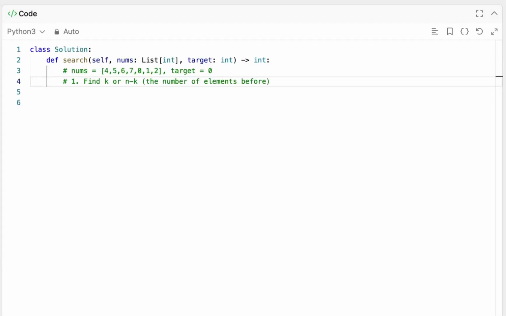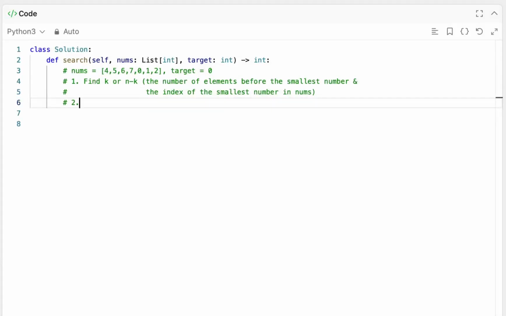before the smallest number, and also the index, because if I have n minus k elements here, 0 to n minus k minus 1, this also gives me the index of the starting point in nums, right?